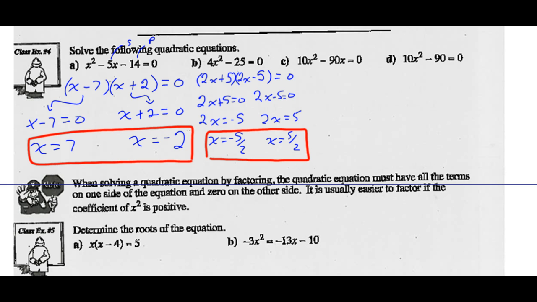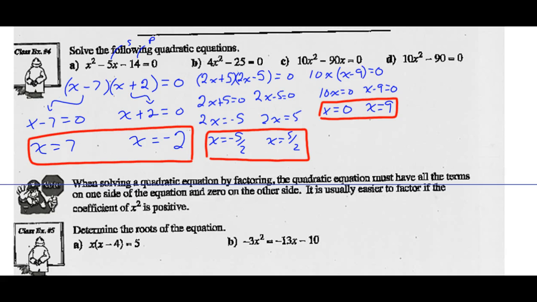Part C. Well, I see a common factor here of 10x. So I divide both terms by 10x, and that leaves me x minus 9 equals 0. And now I'm done factoring, so I set each factor equal to 0. So 10x can equal 0, or x minus 9 can equal 0. Over here, divide both sides by 10, and I get x is 0. 0 divided by 10 is 0. Over here, I add 9 to both sides, so I get x is 9. There are my solutions. X is 0 or x is 9.